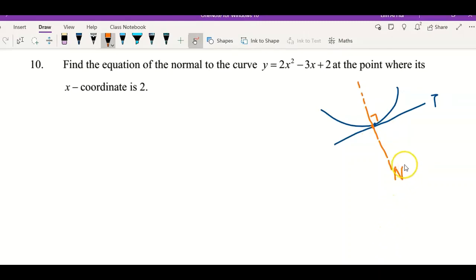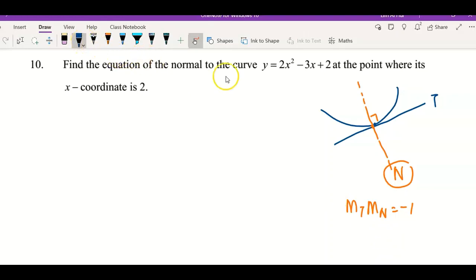Okay, so now I'm going to get the equation of the normal. The normal line is also a straight line, so it needs a gradient and one point to get the equation of the normal. To get the equation of the normal, I need the gradient of the normal. So I can use the gradient of the tangent in order to get the gradient of the normal, because I know one fact: the gradient of the tangent multiplied by the gradient of the normal equals -1, because they are perpendicular to each other.